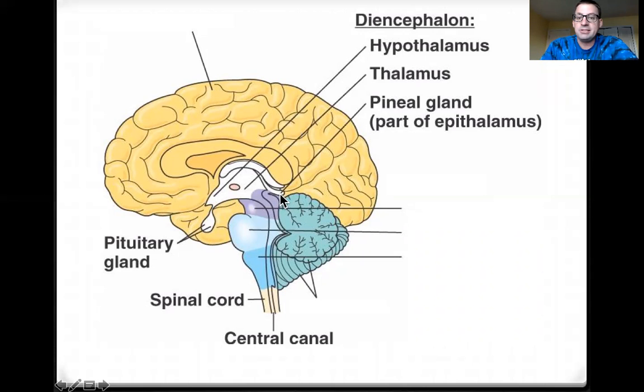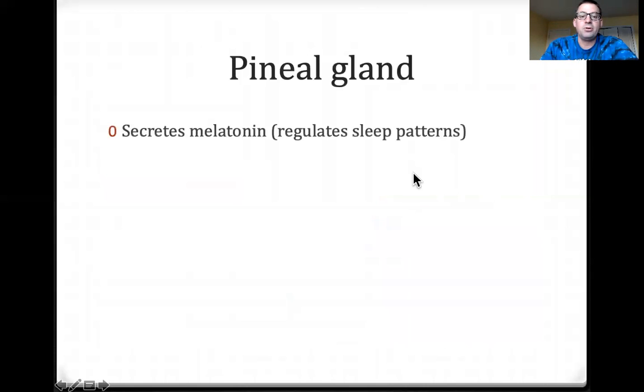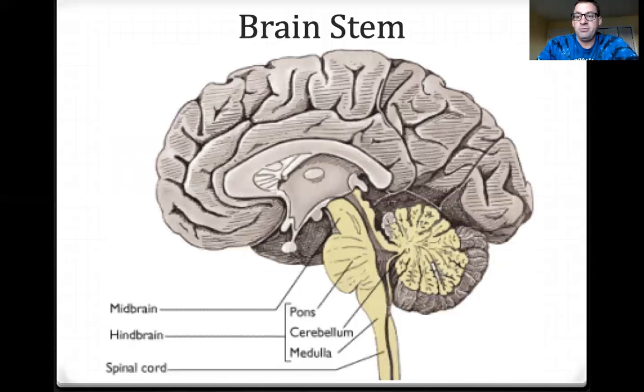And then the last part of the diencephalon is back here. It's the pineal gland. And the pineal gland secretes the hormone melatonin that regulates sleep patterns. And that's all you really need to know about it. As the day gets darker, our pineal gland starts to produce more and more melatonin that makes us sleepier and sleepier. And that is why looking at your phone at night in bed is really a bad idea, because it stops the pineal gland from producing that melatonin or slows down the production of that melatonin, makes it harder to sleep, which some of you may have noticed if you're checking your phone at night.